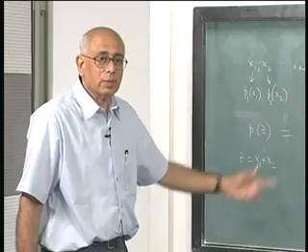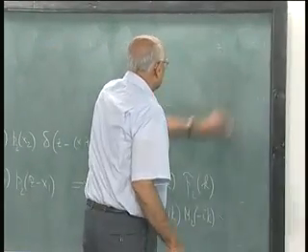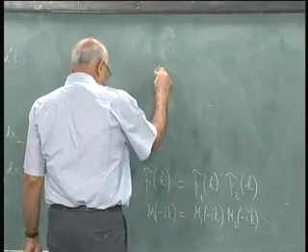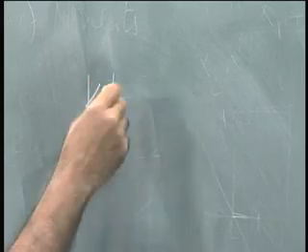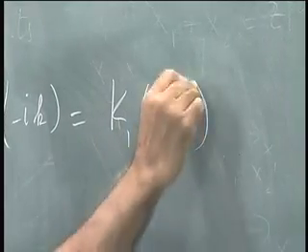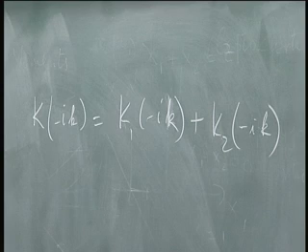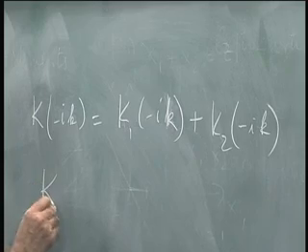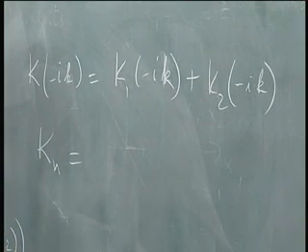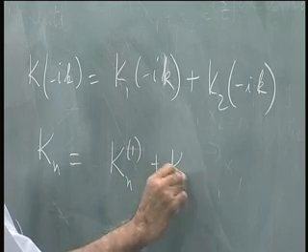Now that is a product. Now what should you do to get this product simplified? Take logs, then it adds up. So it immediately implies that the cumulant generating function K of minus ik equals K1 of minus ik plus K2 of minus ik. Each of these is a power series in k or u, and therefore you can compare coefficients, and it immediately tells you that kappa n for the sum is equal to kappa n for the first variable plus kappa n for the second variable.